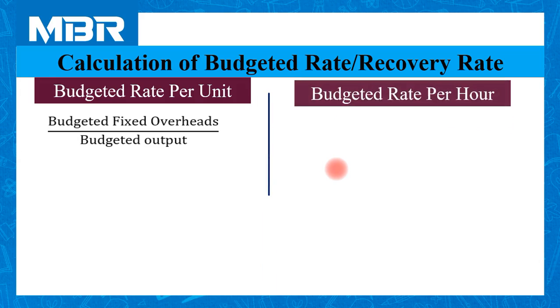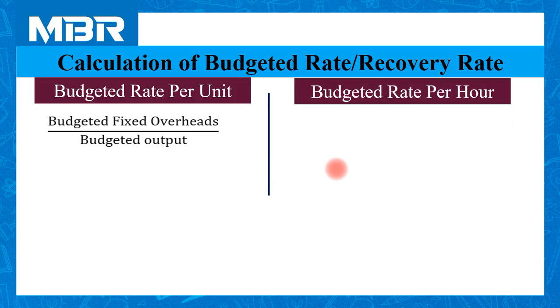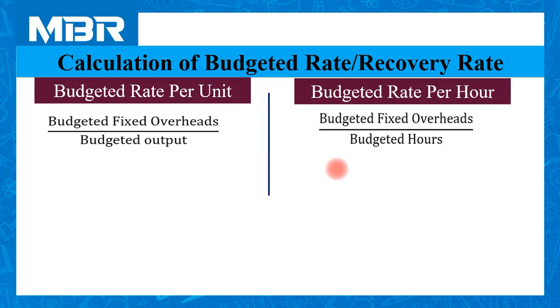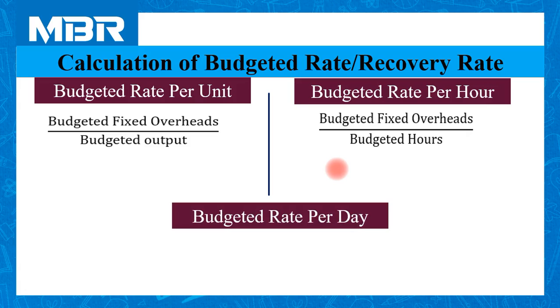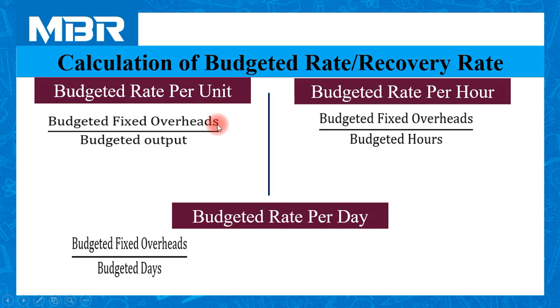It may be possible to calculate the budgeted rate based on hours. Formula: budgeted fixed overheads divided by budgeted hours. And the third one is the budgeted rate per day. Formula: budgeted fixed overheads divided by budgeted days. So we can calculate our budgeted rate, or you can say recovery rate, using either the budgeted rate per unit, the budgeted rate per hour, or the budgeted rate per day.